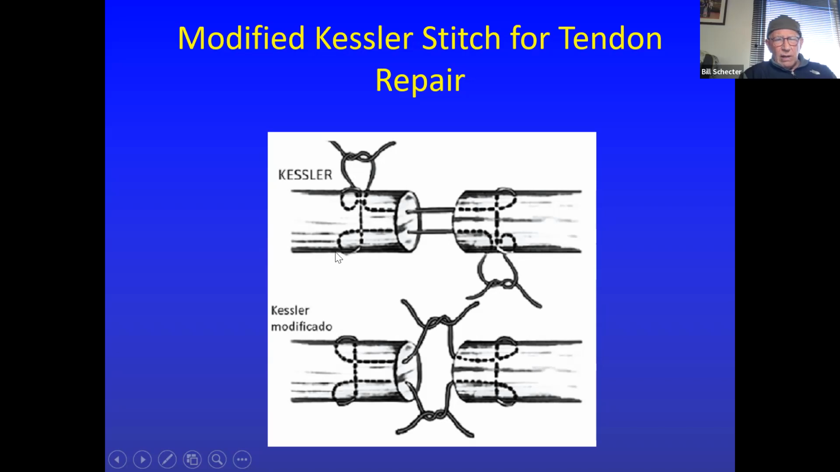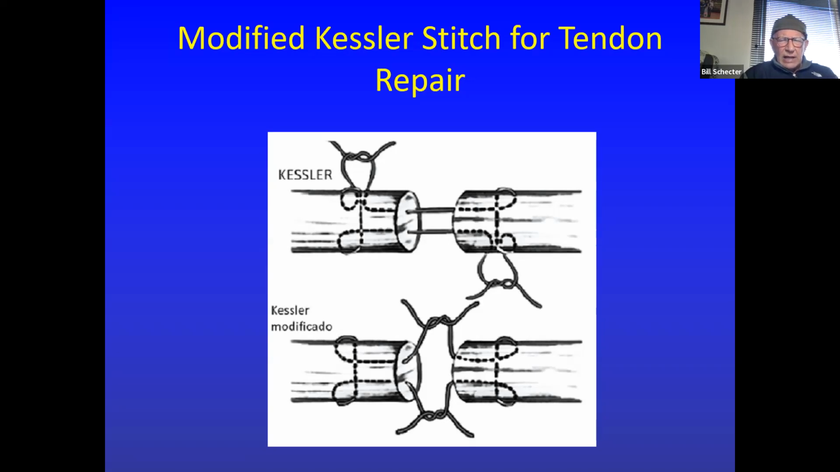transversely across, out, back inside, and then instead of using another stitch, you just go back here, inside, out, transversely, out, around and out, and then you'll tighten it up, and then instead of having two knots inside, you have one knot inside. But this is an excellent way of doing a flexor tendon repair, or even an extensor tendon repair. We'll talk about that soon.